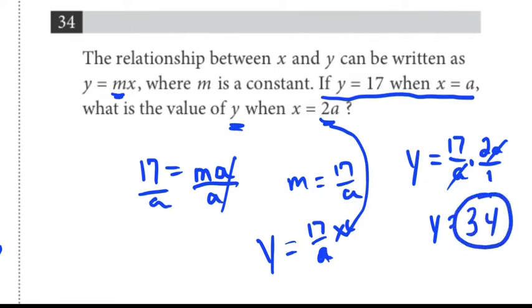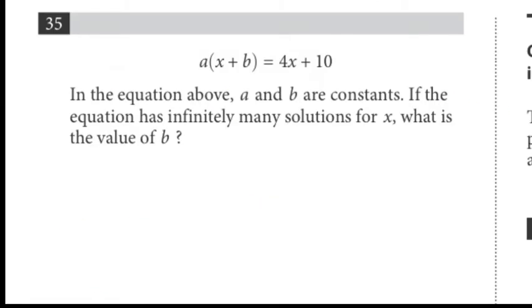Kind of a tricky question the way they posed it. I'll say the level of difficulty, I'll give that one a level 7.5. Let's go to number 35. Number 35. In the equation above, a and b are constants. If the equation has infinitely many solutions for x, what is the value of b?